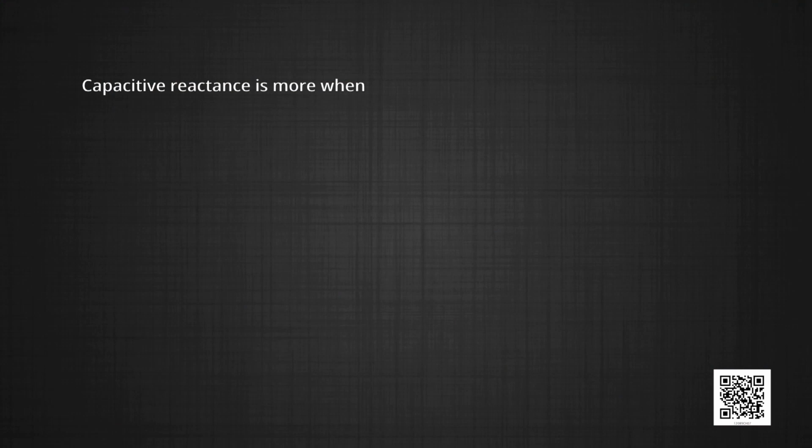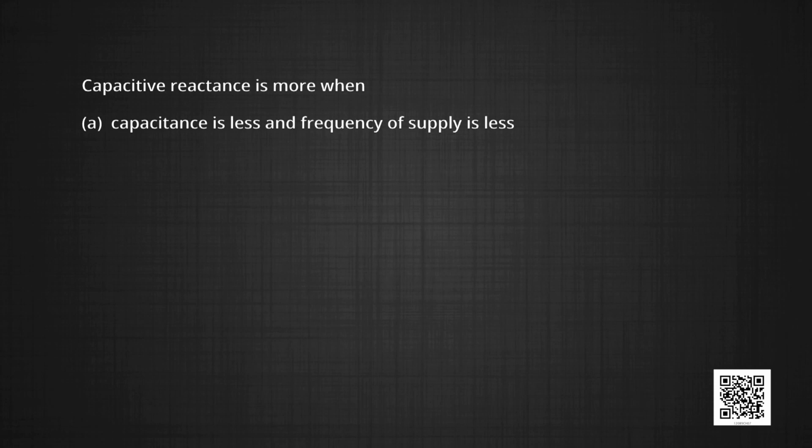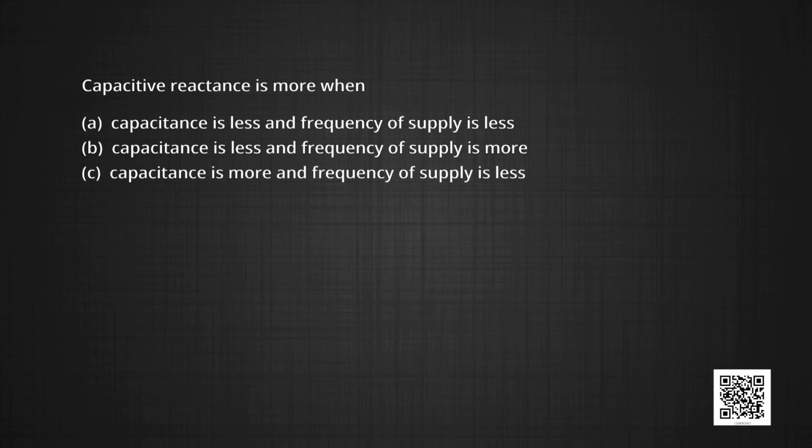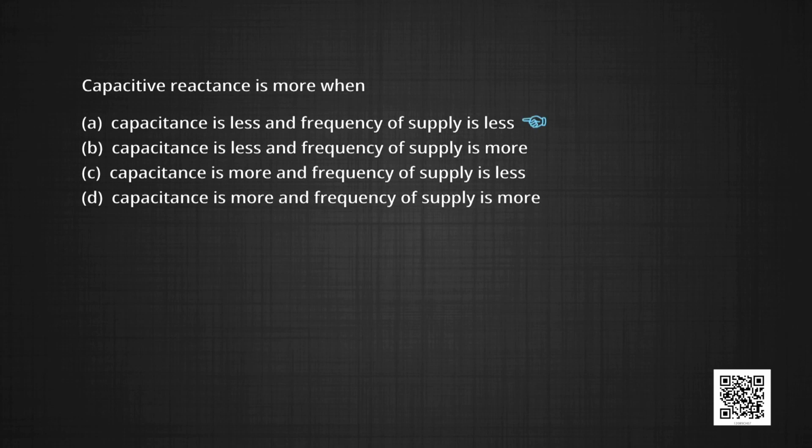One more question for you. Capacitive reactance is more when the capacitance is less and the frequency of supply is less, or capacitance is less and frequency is more, or capacitance is more and frequency is less, or capacitance is more and frequency of supply is more. The answer is capacitance is less and frequency of supply is less, meaning both must be less.